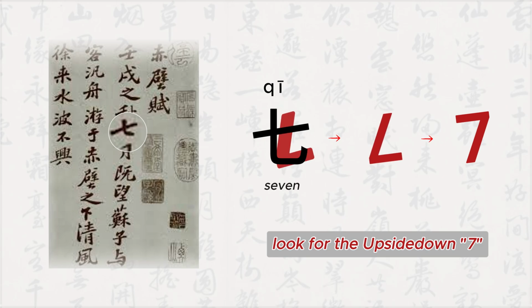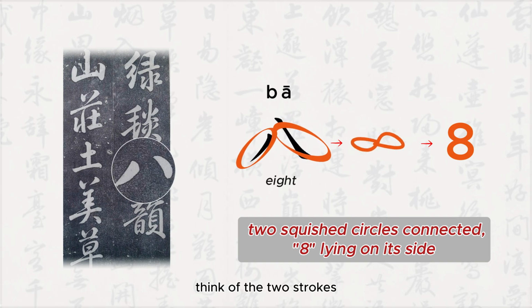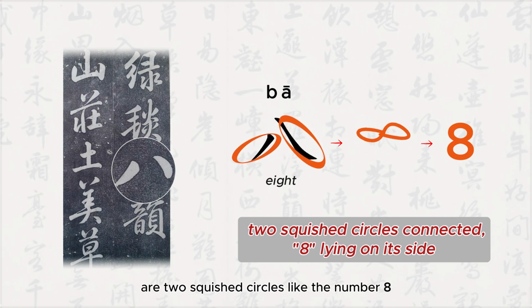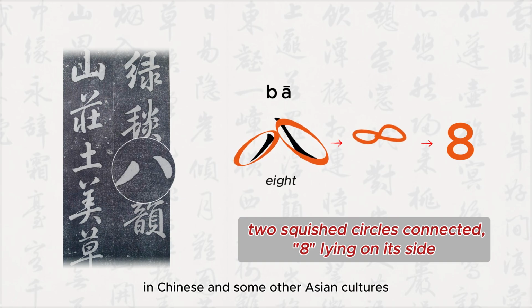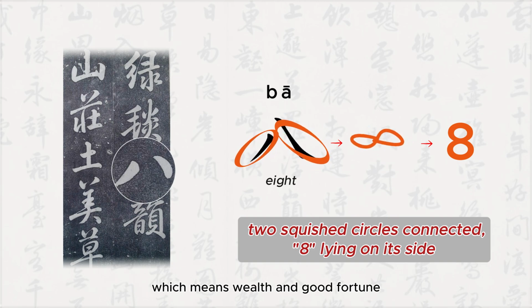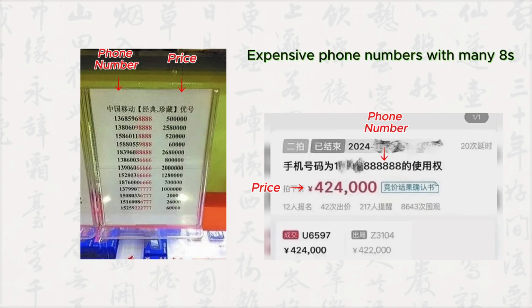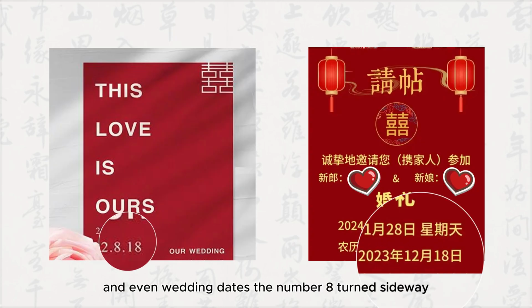七. 8 is 八. Think of the two strokes as two squished circles, like the number 8 lying on its side. In Chinese and some other Asian cultures, people love the number 8 because 八 sounds like 发, which means wealth and good fortune. That's why you'll see it everywhere in phone numbers, license plates, and even wedding dates.